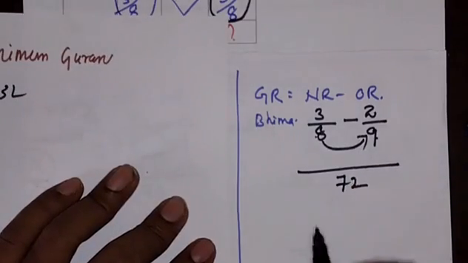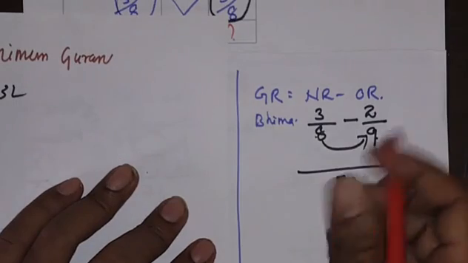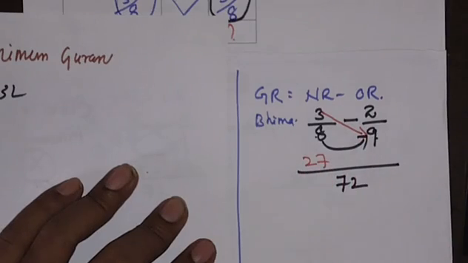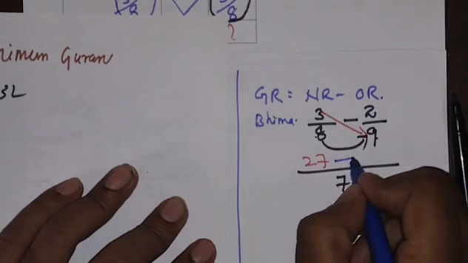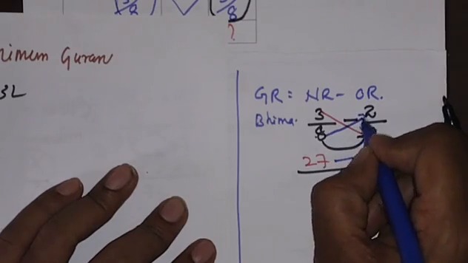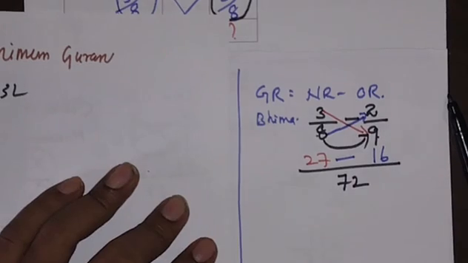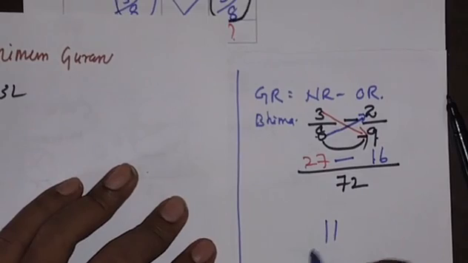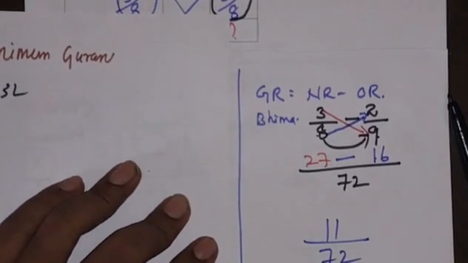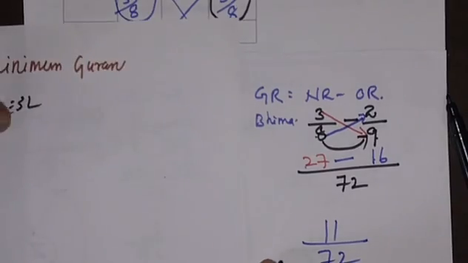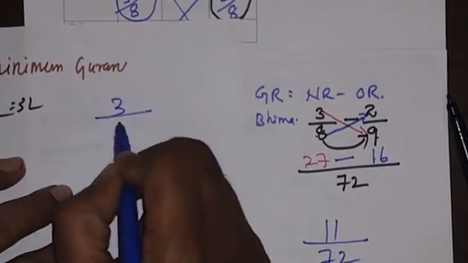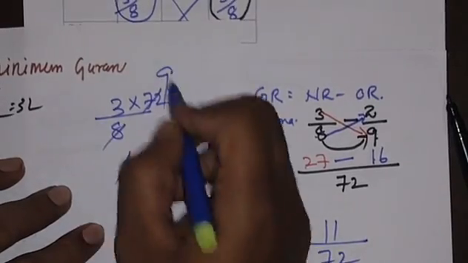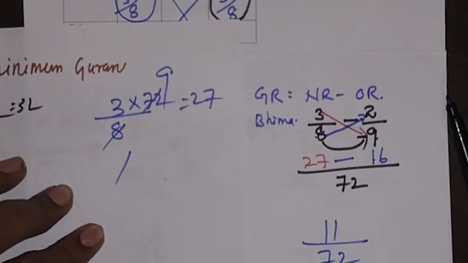8 9s are 72. And next one is the 3 9s are 27 minus 8 2s are 16. 7 minus 6 is 1. 2 minus 1 is 1. 11 by 72. If not, in the same manner, 3 by 8 multiplied by 72. 8 1s are 8, 9 3s are 27.